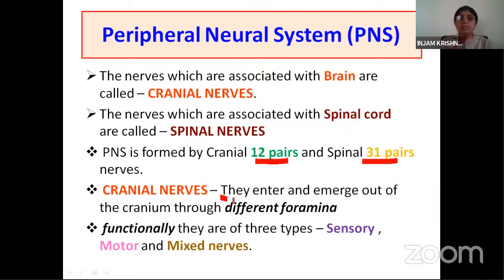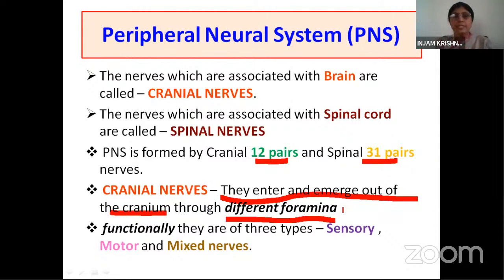Cranial nerves enter and emerge out of the cranium through different foramina. The name itself indicates the cranium box. Inside the cranium box, the brain is there. So from the brain, the nerves arise. Those nerves are called cranial nerves. Functionally, there are three types: sensory, motor, and mixed. So now we are studying the cranial nerves. Later we will read about the spinal nerves. First we are reading about the cranial nerves.